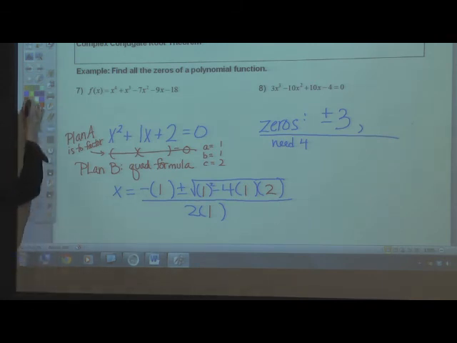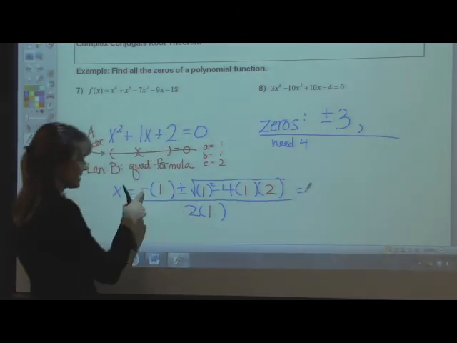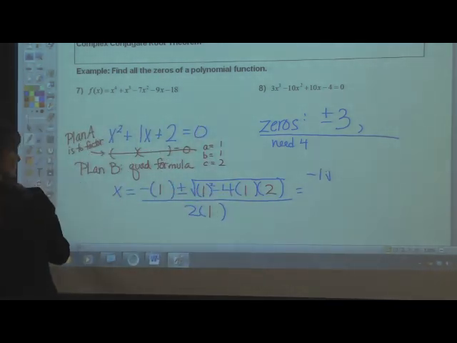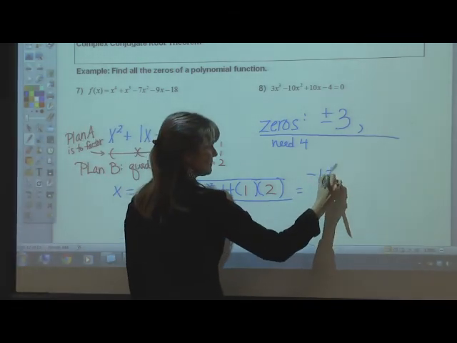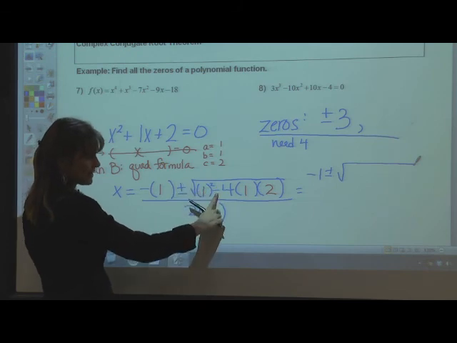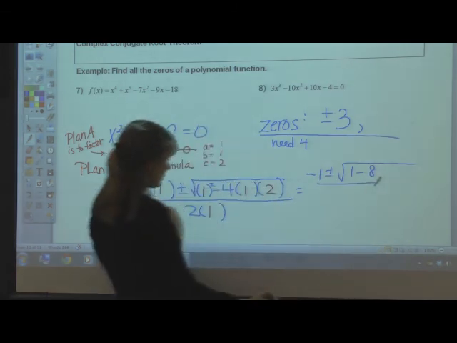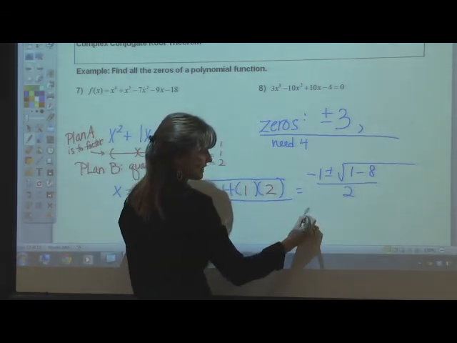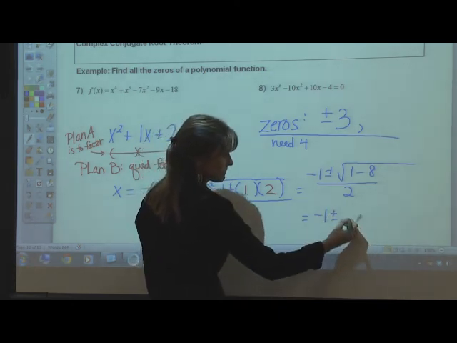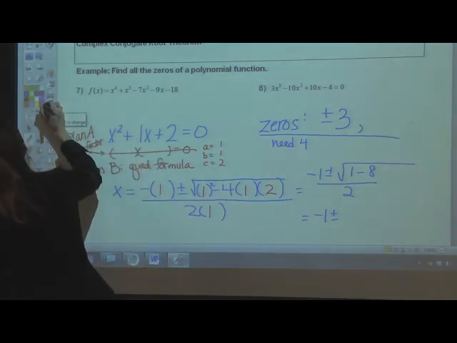And simplify. When I simplify this, I'm going to have negative 1 plus or minus the square root. Now let's look here. I've got a 1 squared minus 8. So I have a 1 minus 8 all over the number 2. That is going to simplify to a negative 1 plus or minus the square root of a negative 7.